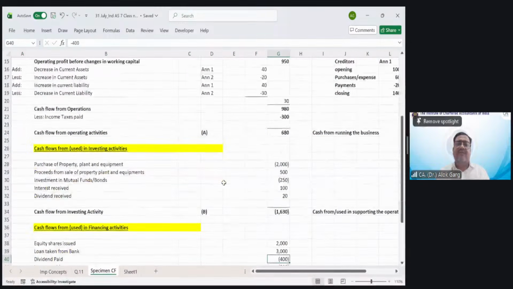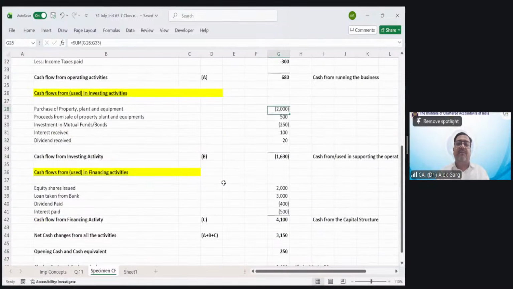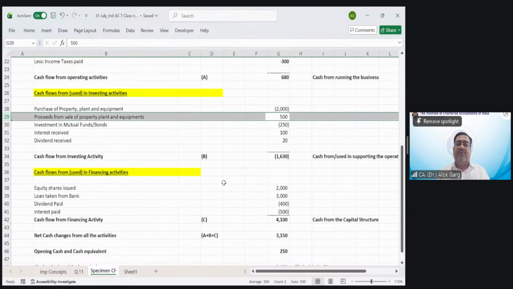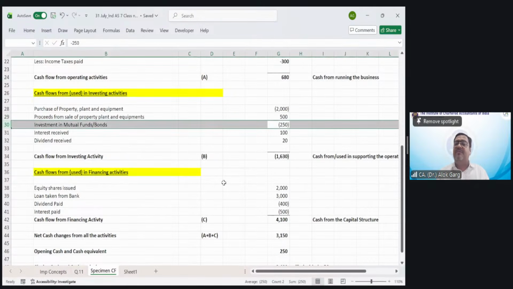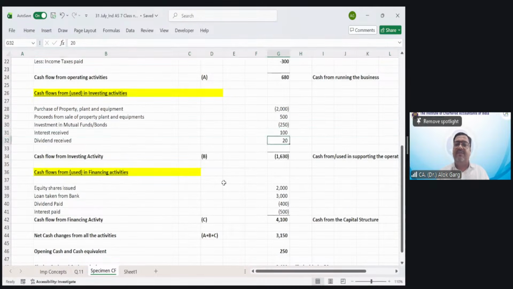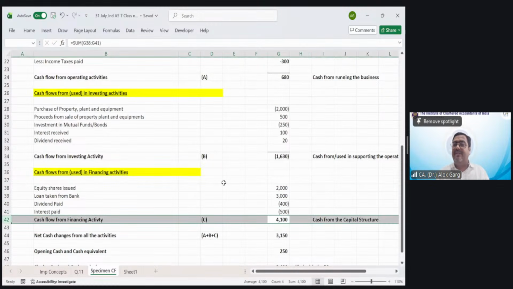Now, what is my cash flow from or used in investing activity? Purchase of PP&E, proceeds from sale of PP&E, investment in mutual funds or bonds, interest received, dividend received. This is my cash flow from investing activity. Then my cash flow from or used in financing activity: equity shares issued, loan taken from bank, dividend paid, interest paid. This is my cash flow from financing activity.